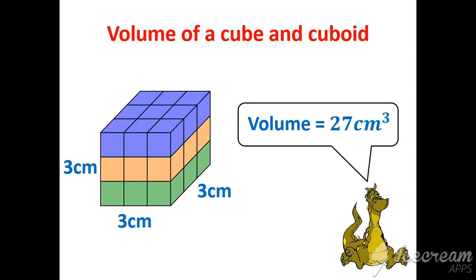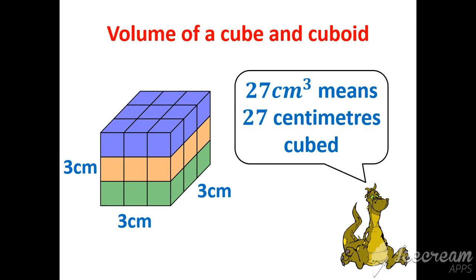So we're going to say this cube has a volume of 27 centimeters cubed. 9 plus 9 plus 9 is 27. Now, 27 cm³ means 27 centimeters cubed.